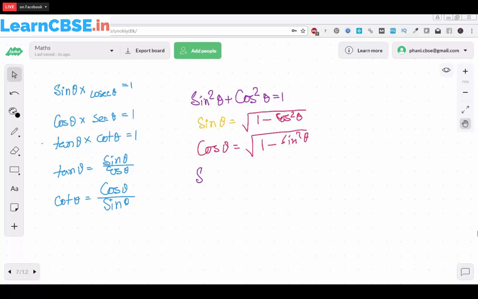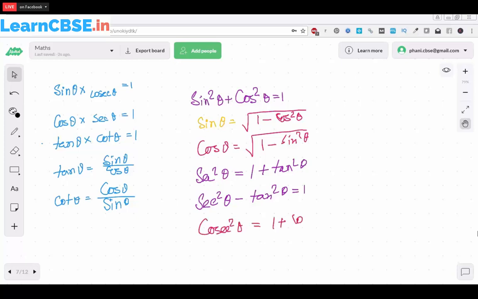Sec square theta equals 1 plus tan square theta. From there you can also write sec square theta minus tan square theta equals 1. Then the last one was cosec square theta equals 1 plus cot square theta. So cosec square theta minus cot square theta equals 1. These are the things which we can memorize.